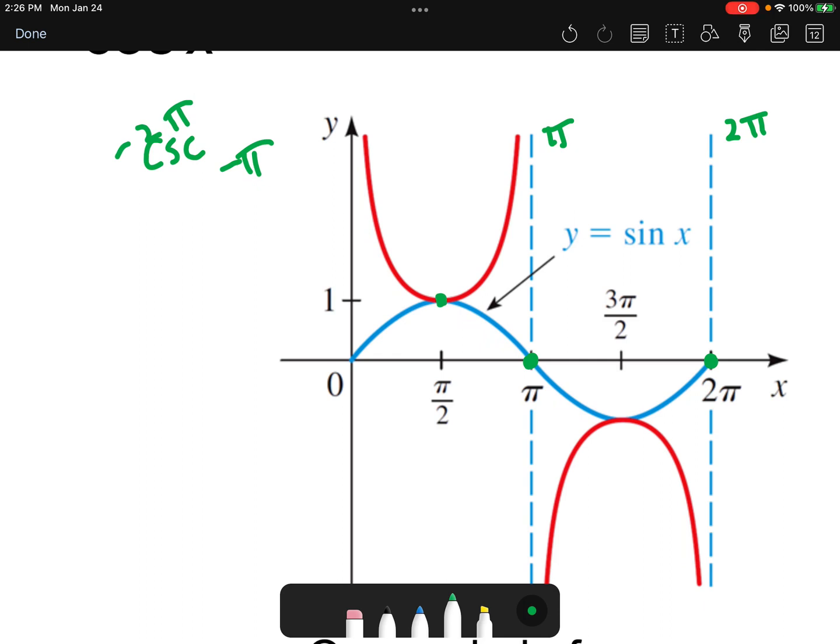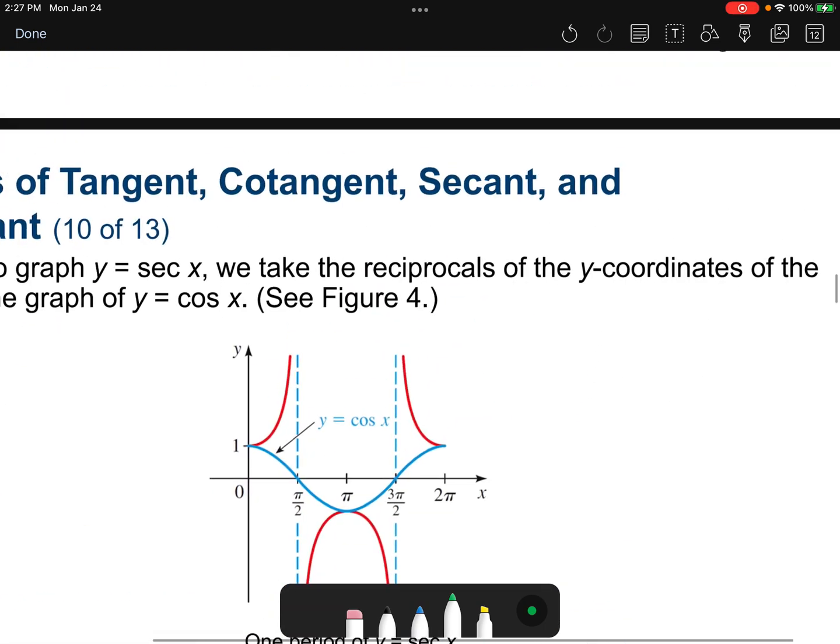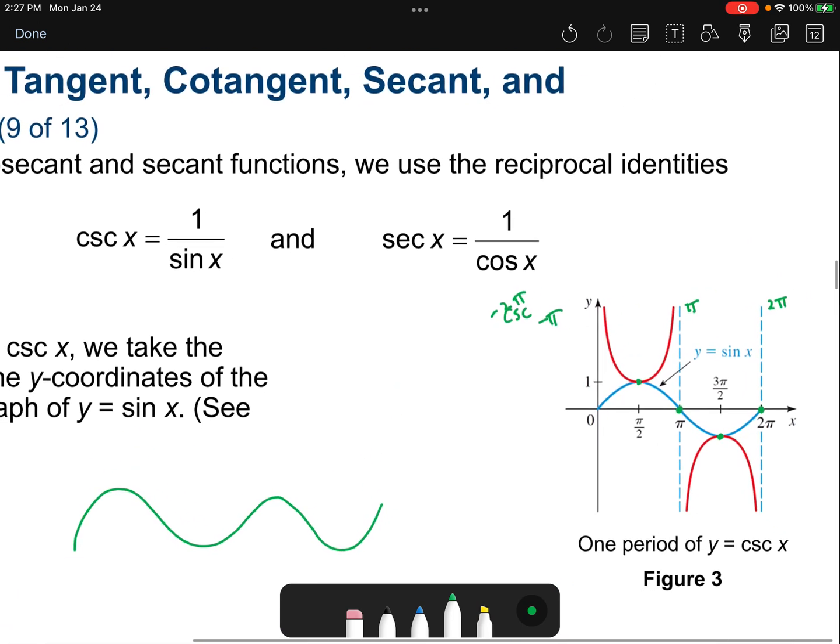Now, notice that the sine of pi over 2 is 1, and so is the cosecant. And the sine of 3 pi over 2 is negative 1, and so is the cosecant. But notice, the cosecant is never between negative 1 and 1 in between here. It is never equal to that. I think that's really cool. So that's what the cosecant graph looks like.